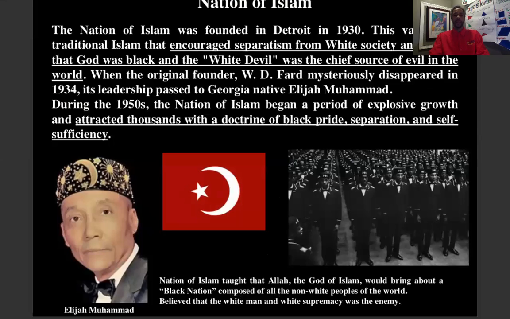The Nation of Islam is another group that was dedicated to civil rights. It was founded in Detroit in 1930 by W.D. Fard. After he disappeared, it began to be led by Elijah Muhammad. During the 1950s, it grew into every major city and attracted thousands with the doctrine of Black pride.